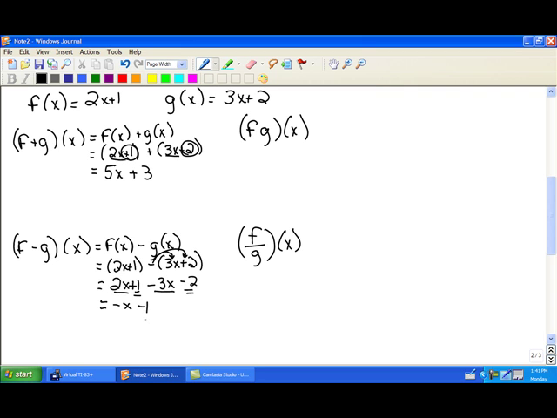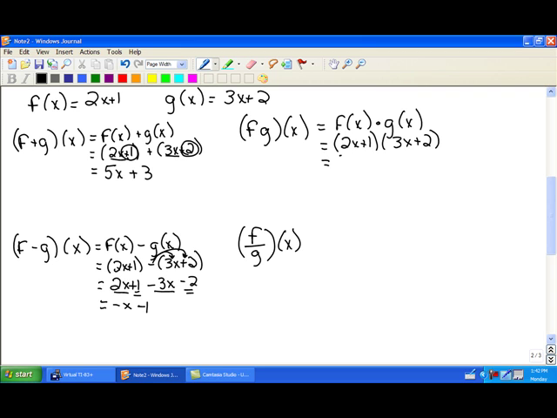Combining these functions using the product is going to be f times g of x, which is just the notation for take your f of x function and multiply it times your g of x function. Or in this case, take the 2x plus 1 and multiply it times the 3x plus 2. This is just a distributive property, or a FOIL.